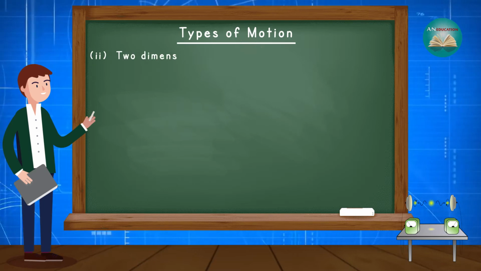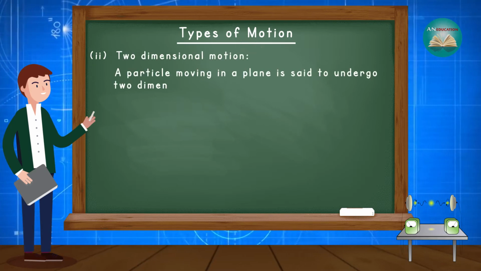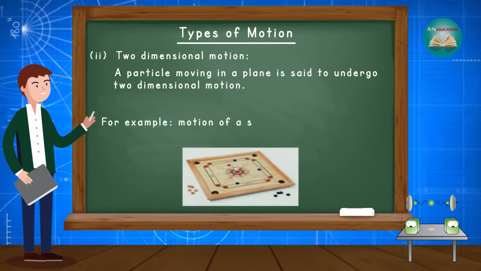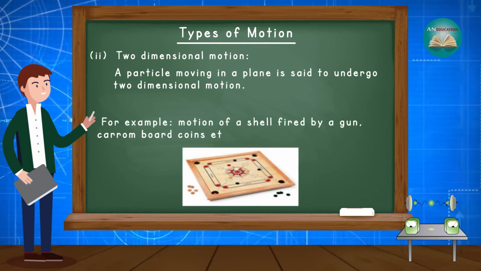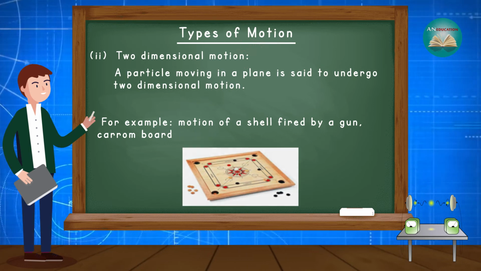Second type is two-dimensional motion. A particle moving in a plane is said to undergo two-dimensional motion. For example, motion of a shell fired by a gun and carom board coins, etc.